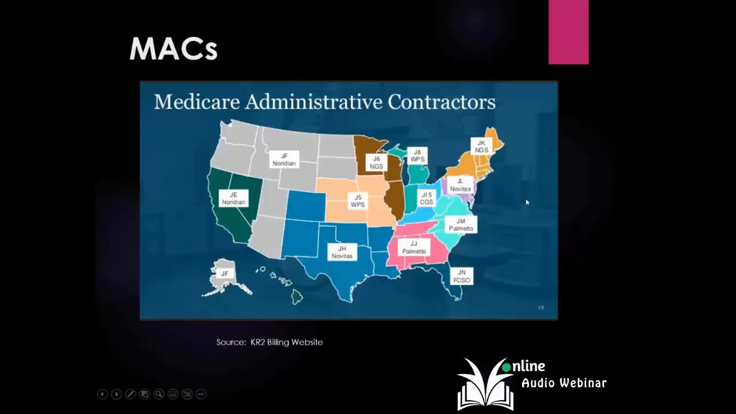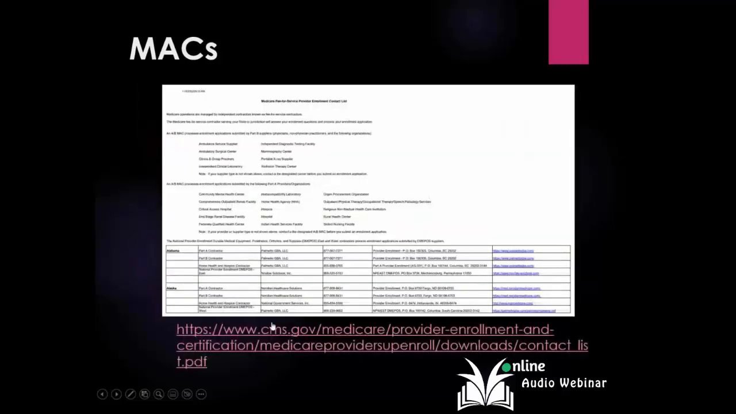You do not submit your 855 forms to CMS. You submit those through the Medicare administrative contractors. Here is an updated list of the MACs. The Part A and the Part B MACs didn't change.